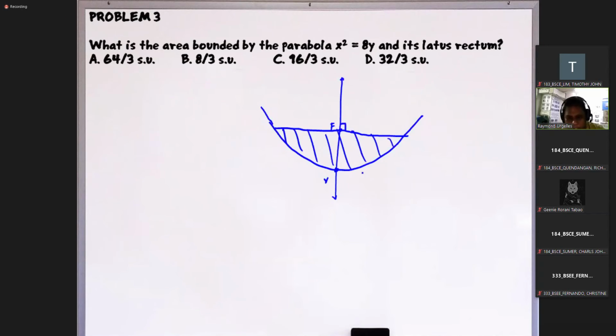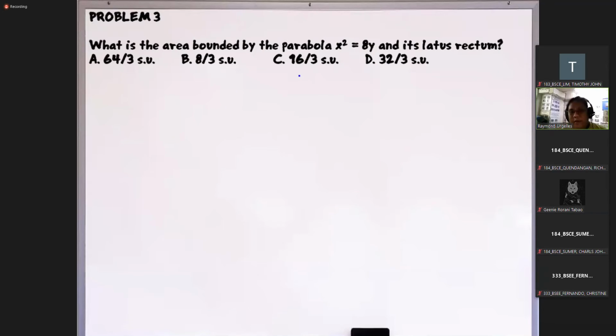Okay? So first, let's try to draw, diba, yung parabola natin. Okay? So we are given this one: x squared is equal to 8y. So let's change this to its standard form. So ang standard form nito will be x squared is equal to, so this is 4 times 2.